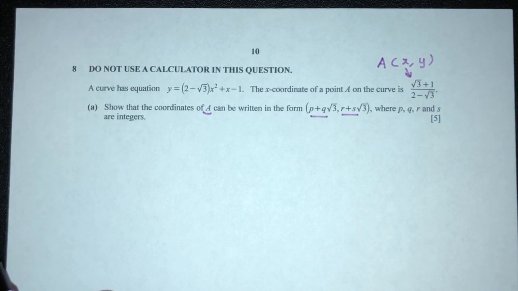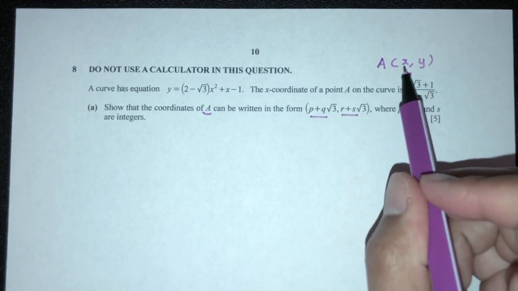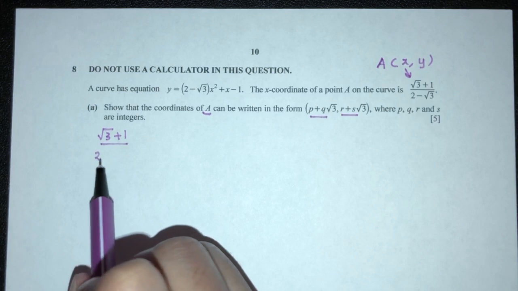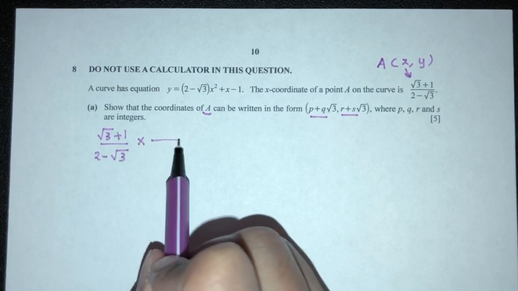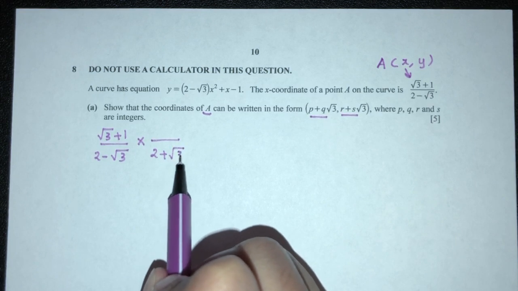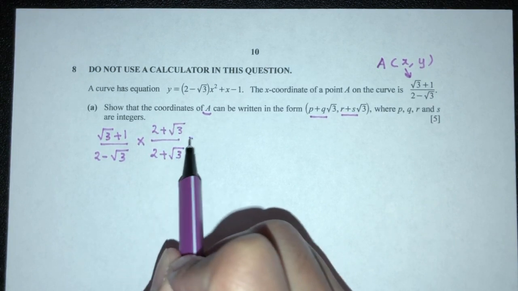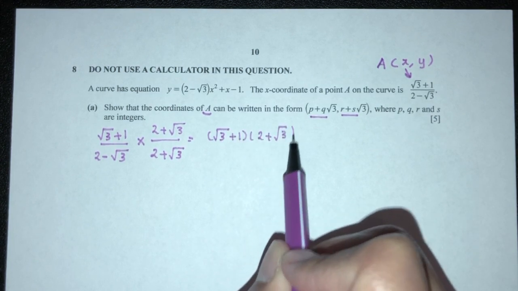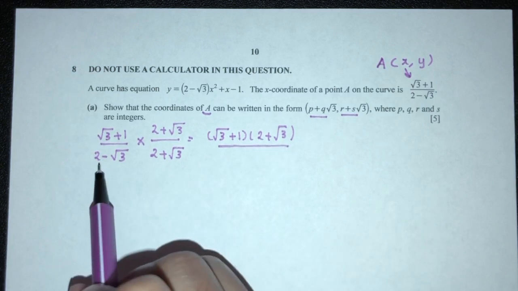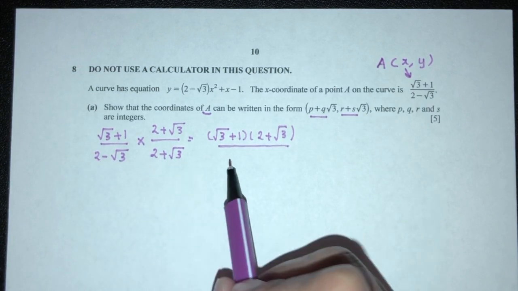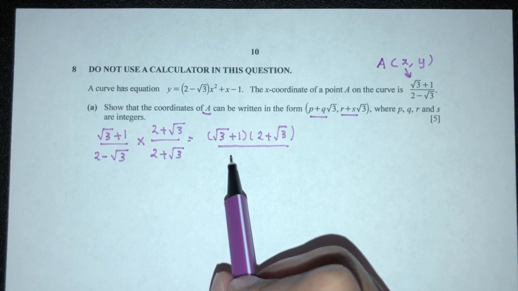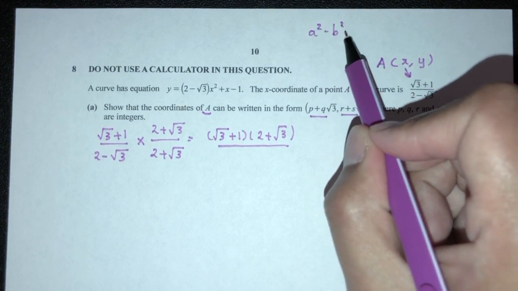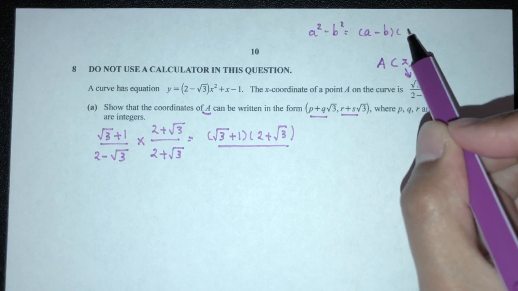Pretty easy. First thing first, we can re-express x as 3 plus 1 over the value of 2 minus root 3. Now we have to multiply by its conjugate, 2 plus root 3 over 2 plus root 3. That will become root 3 plus 1 times 2 plus root 3. Because it is a minus b times a plus b, it is the same as a squared minus b squared. So we have to understand it is the difference of squares: a squared minus b squared is the same as a minus b times a plus b.